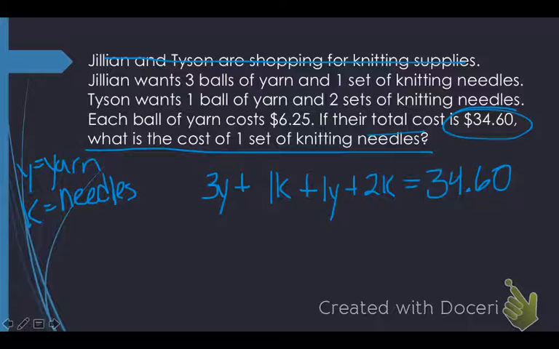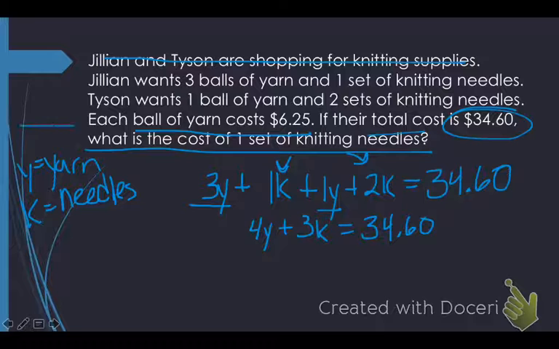Now, at this point, I have not substituted in yet how much each ball of yarn costs. However, as I look at this equation, first of all, I do see two variables, which we will fix in a moment, but I do also see some things that I can put together. I see that with Jillian's 3 balls of yarn and Tyson's 1, we have a total of 4 balls of yarn, plus Jillian's 1 set of knitting needles and Tyson's 2 sets, we have a total of 3 sets of knitting needles equals $34.60.